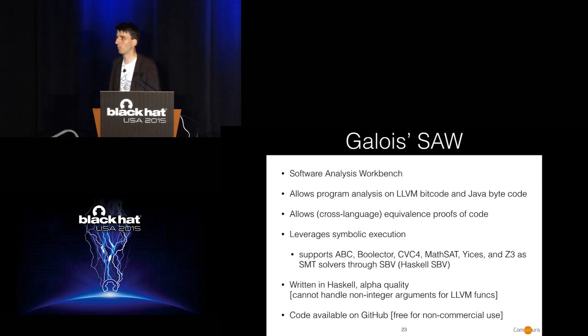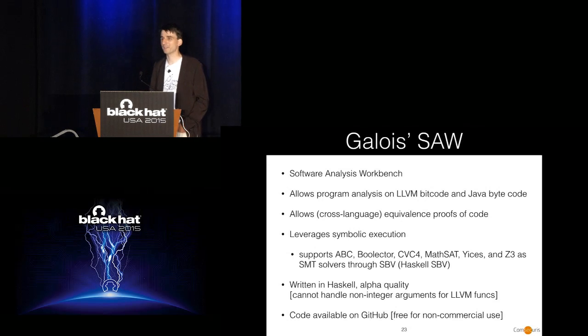The code base is somewhat alpha quality. For instance, it can only handle integer arguments in the LLVM functions. But it just means that you have to tweak the code before you try to prove correctness or find bugs. The code is available on GitHub and free for non-commercial use. For commercial use, you have to contact them. And yeah, I found the timing of that interesting. It looks to me that there are people who are also very interested in having correct implementations of crypto.